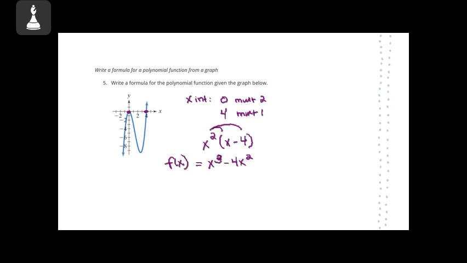And one way I can double check it is there is nothing on the end here. There's a 0, and that is where my y-intercept is at 0. So I know my graph is correct.